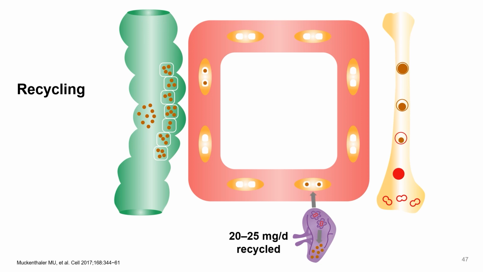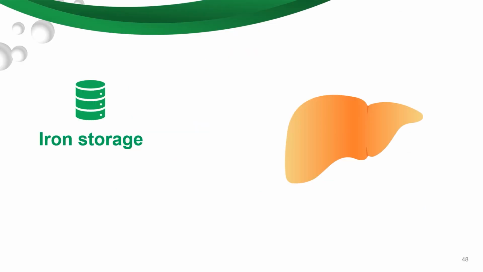And you can see here that of the iron in the circulation, most of it actually comes from recycled red cells. You remember we said earlier that 1 to 2 milligrams of iron per day comes from the absorption in the duodenum, and 20 to 25 milligrams of iron per day comes from recycling in the spleen.